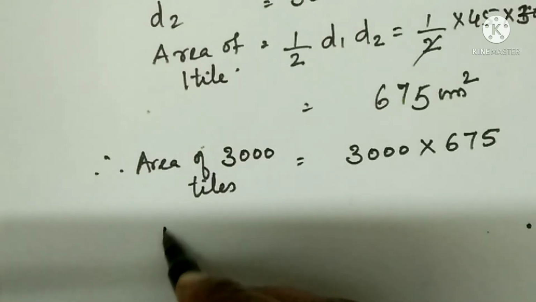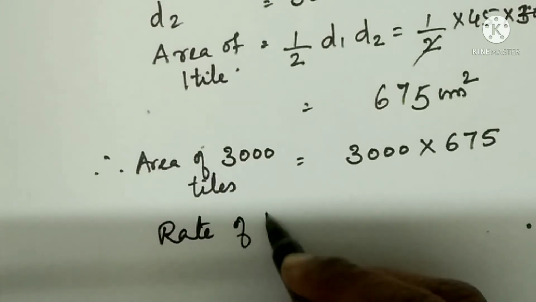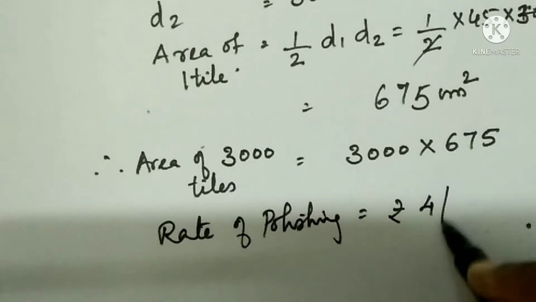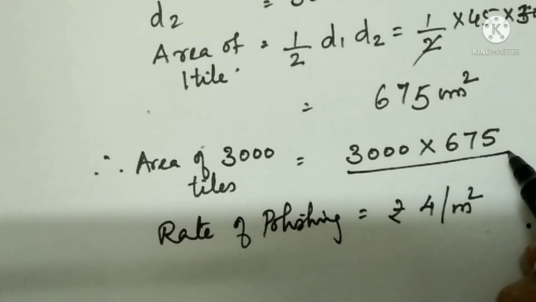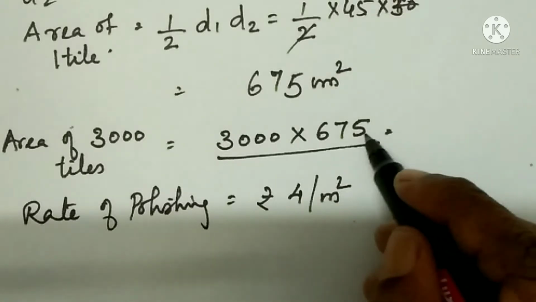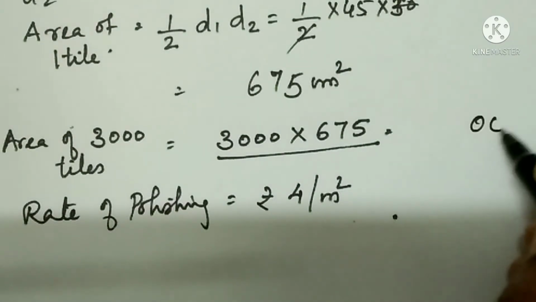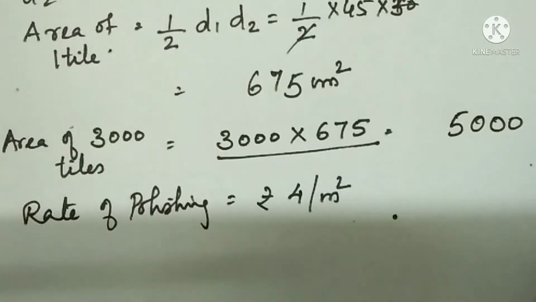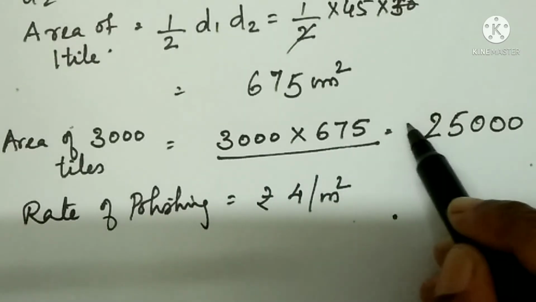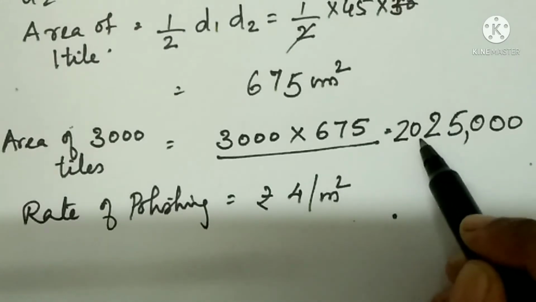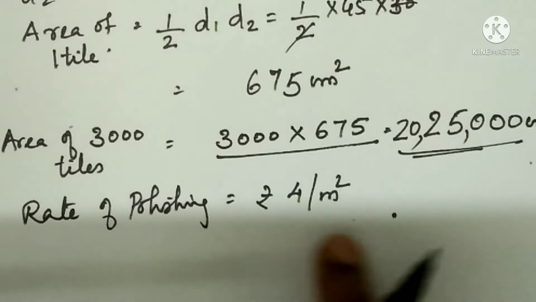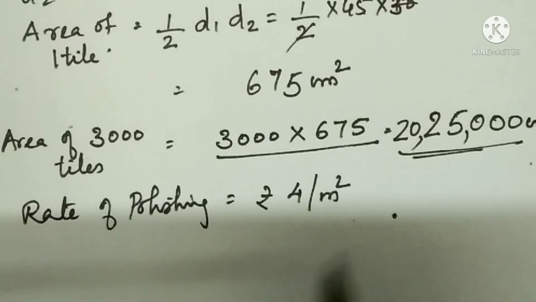So rate of polishing is rupees 4 per meter square. See, if you multiply this, you will get the area. Okay, so if you want, you can see the last 3 zeros will be there. 3 5s are 15, 7 3s are 21 plus 1 is 22, and 6 3s are 18 plus 2 is 20. This will be the area, this many centimeter square. Here it is given per meter square.